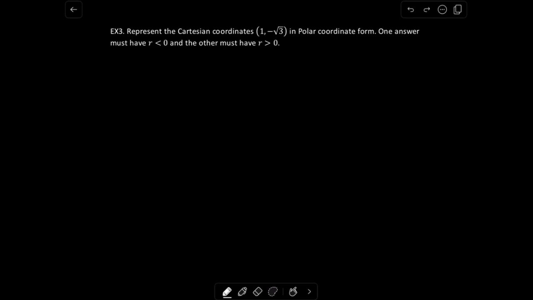All right, let's do this. So again, we're going to start off with a sketch. Always start off with a sketch. So Cartesian coordinates 1 and negative root of 3. So here's 1, negative root 3 is somewhere here. So we can see that we have a point that is in the fourth quadrant. Okay, so that's 1 and negative root 3.